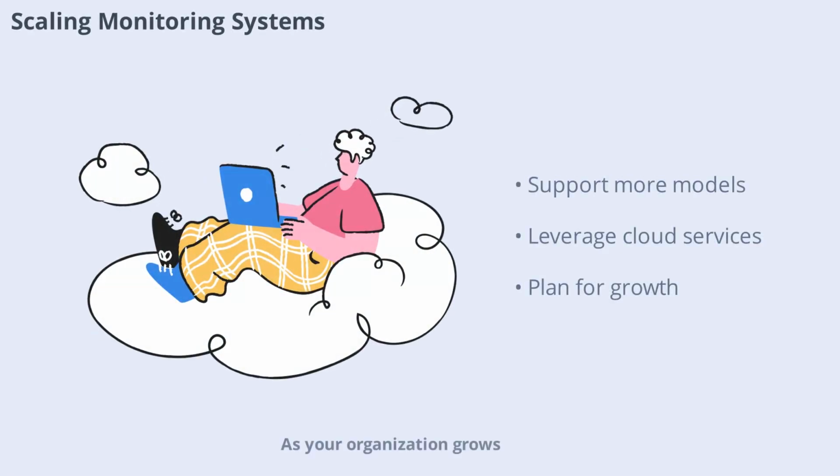As your organization grows, your monitoring systems must scale to handle more models, data, and users. Scalable architectures leverage cloud services, distributed processing, and automation to support increasing demands. Planning for scalability ensures that monitoring remains effective as your data science initiatives expand.